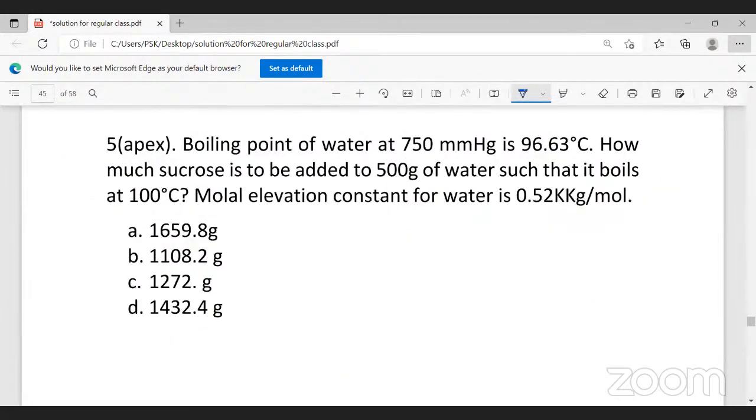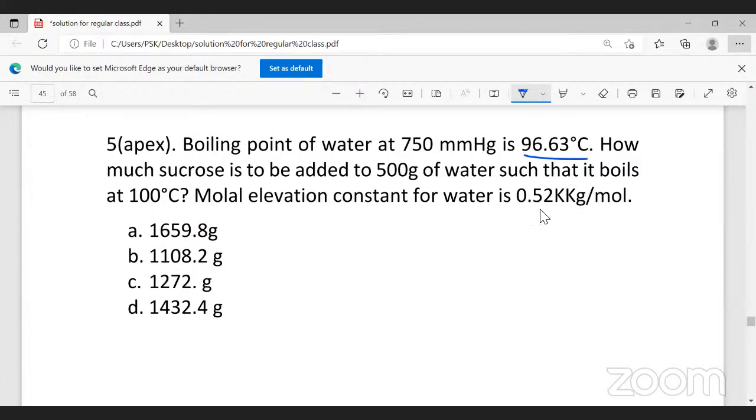The next problem: the boiling point of water at 750 millimeters of mercury is 96.36 degrees Celsius. How much sucrose is to be added to 500 grams of water such that it boils at 100 degrees Celsius? The molar elevation constant they have given us is 0.52 Kelvin kg per mole.